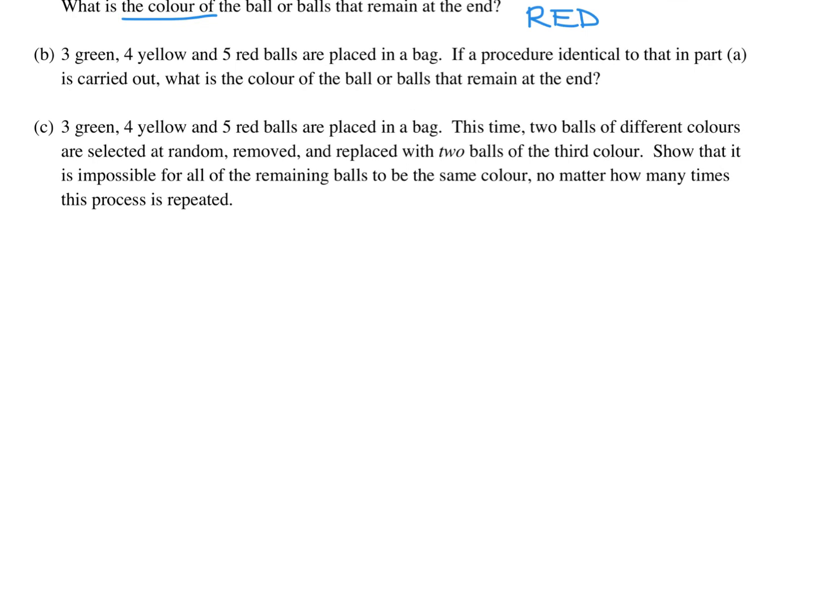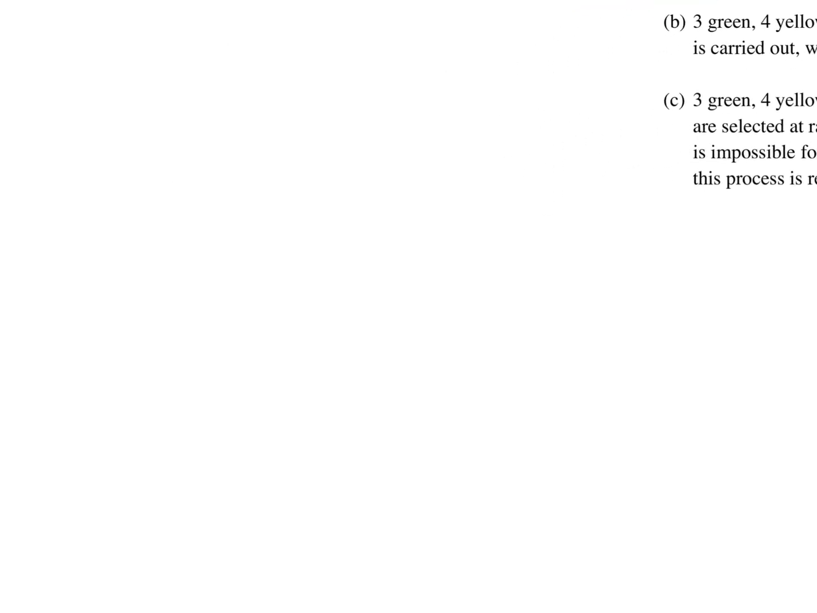Three green, 4 yellow, and 5 red balls are placed in a bag. If a procedure identical to that in part A is carried out, what is the color of the ball or balls that remain at the end? Okay, so we have green, green, green, yellow, yellow, yellow, yellow, and then 5 of these reds. And then same story, and let's see what we get at the end.